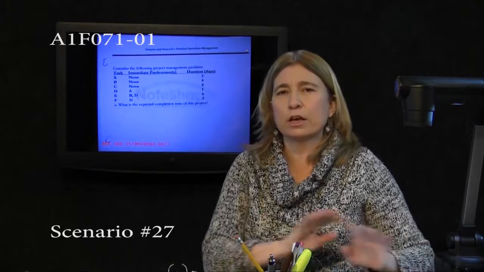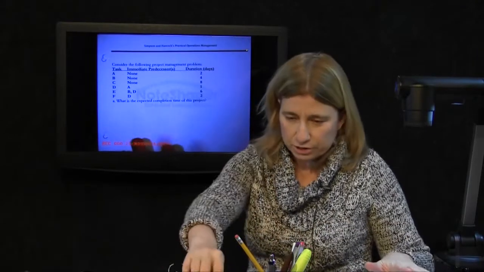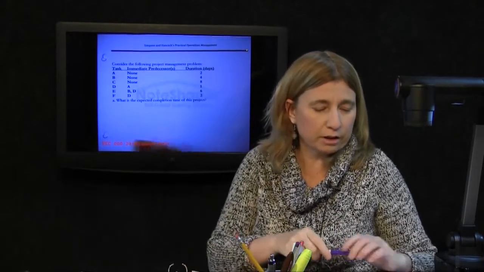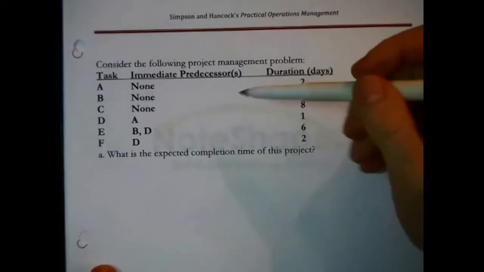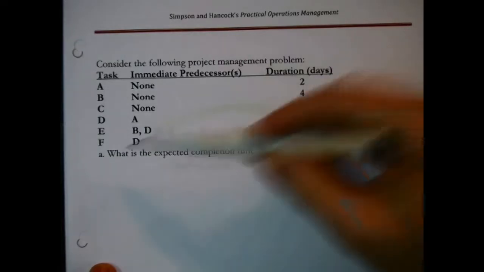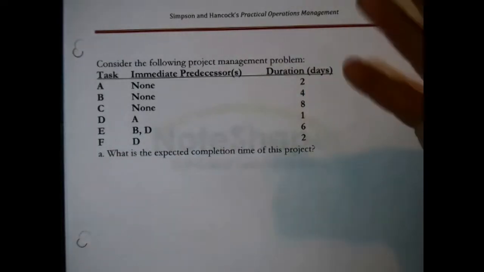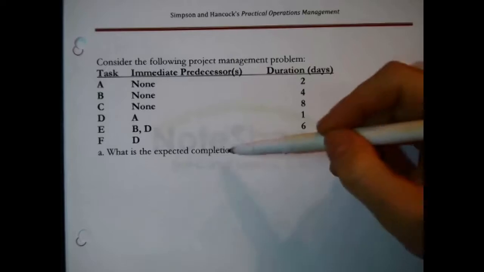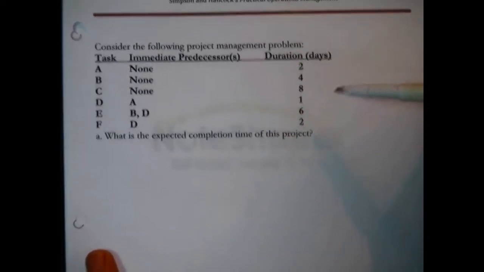You can always tell a CPM problem, critical path management, because you have task information, precedence information, duration information, and nothing else. This scenario is a classic example of that. Consider the following project management problem: tasks, precedence information, duration, nothing else. All right, now what are the questions? What is the expected completion time of this project?